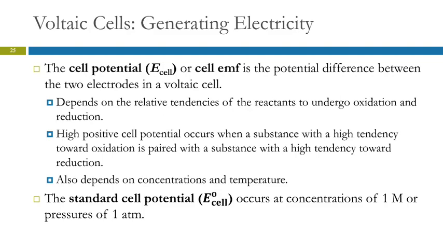If the difference between those is very small, that would be like a very shallow river. The water's going to run slowly. It'd be a small cell potential. So we get a high positive cell potential when we've got a substance with a high tendency towards oxidation paired with a substance that has a high tendency towards reduction. This guy wants to be oxidized, this guy wants to be reduced, and so they get along very, very well, and current flows vigorously. It's also going to depend on concentrations and temperature, but we're going to put that off until next week.